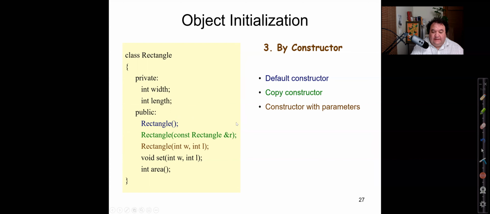But then we can create different constructors. For example, one possible constructor is what we call the copy constructor. If we want to create a copy of a rectangle, we can provide a reference to a rectangle, and then the new instance will make a copy of the dimensions.